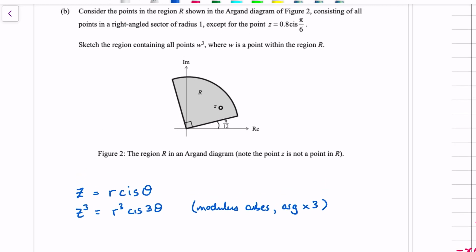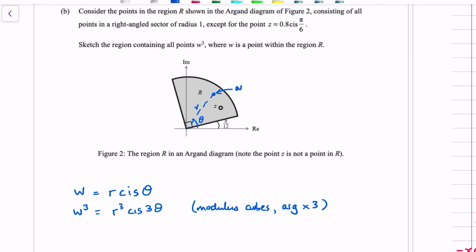Sketch the region of points that are w cubed, where w is a point within the region. In other words, I could have started with w. W is some complex number, let's say that value there. Then when we cube it, the modulus is going to be cubed and the angle is going to be multiplied by 3, where theta is the anti-clockwise angle, and that there is r.